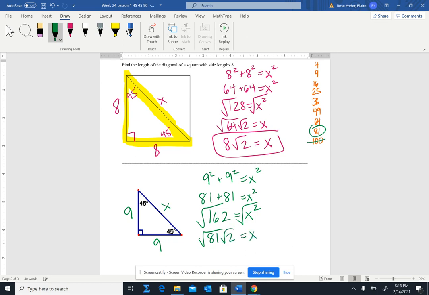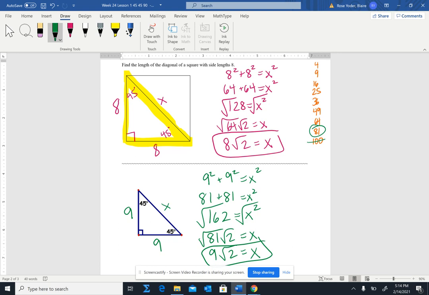is 162. So square root of 81, that's perfect. It gets to go out. Square root of 2, that's messy. It has to stay in. All right, do you notice anything? Look at the first example that we did. 8, 8, 8 root 2. Look at the second example that we did. 9, 9, 9 root 2.